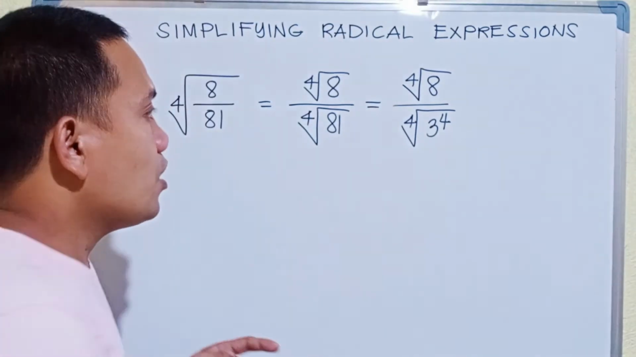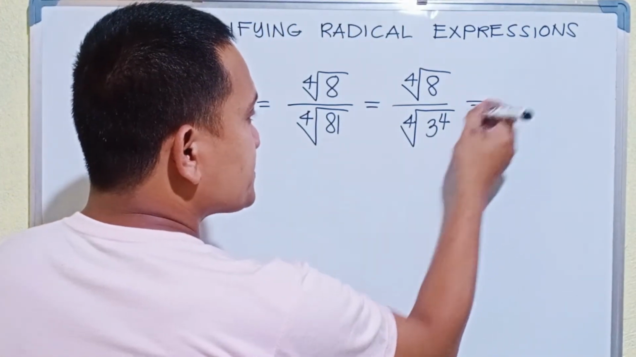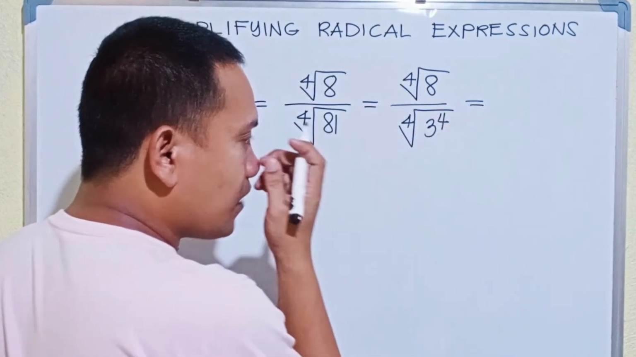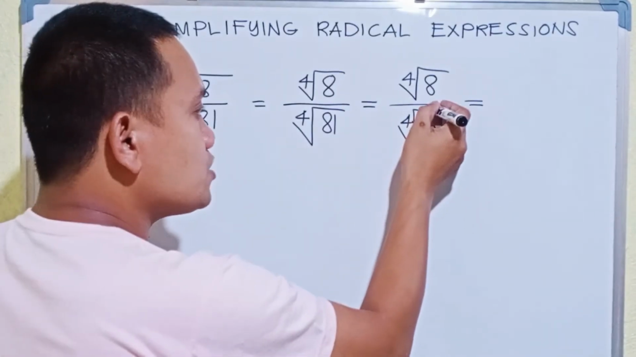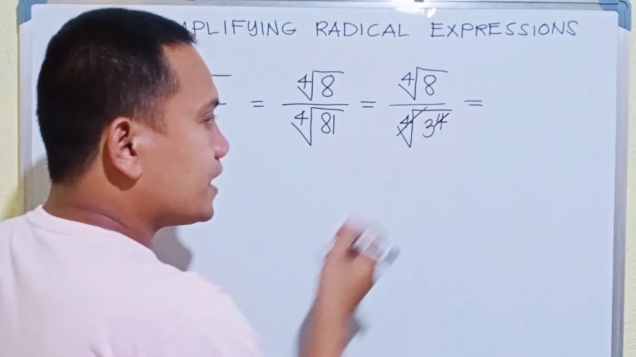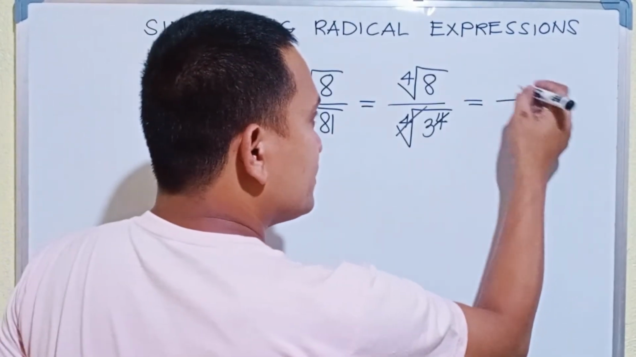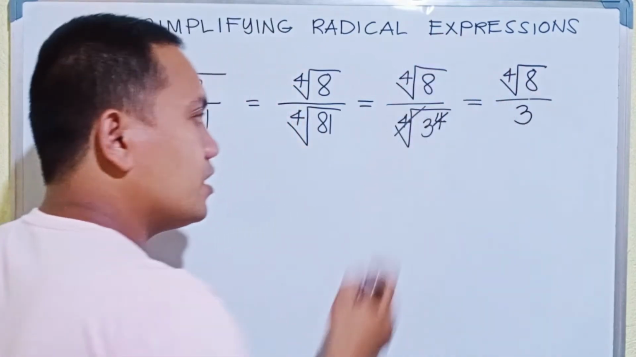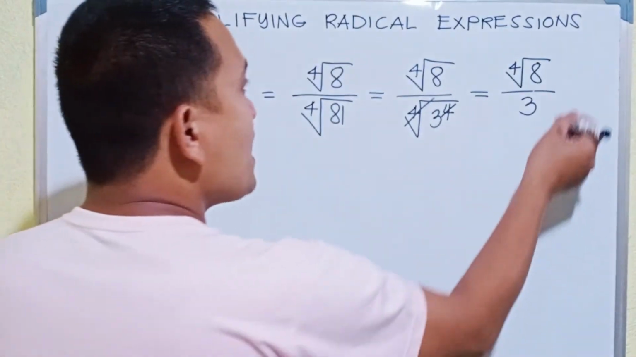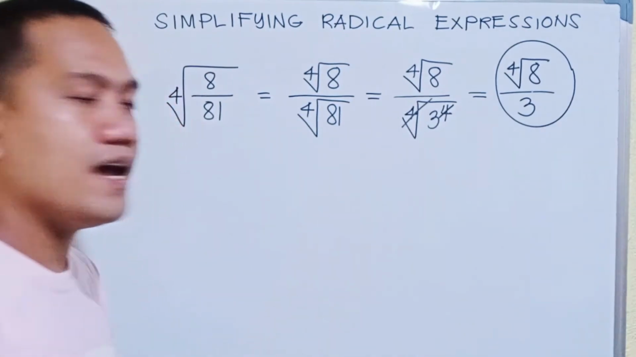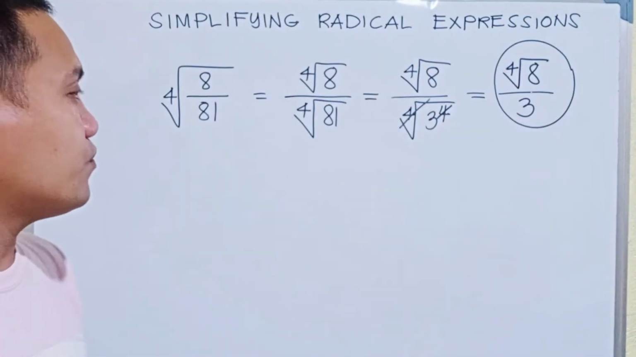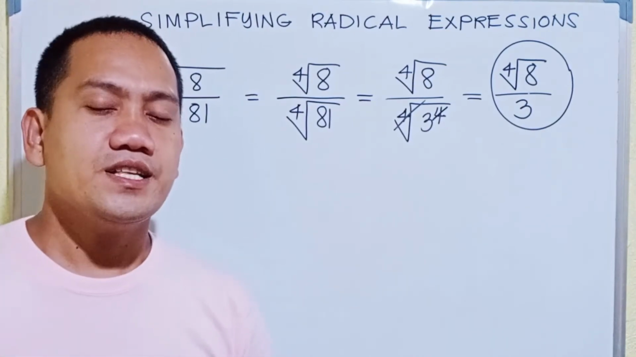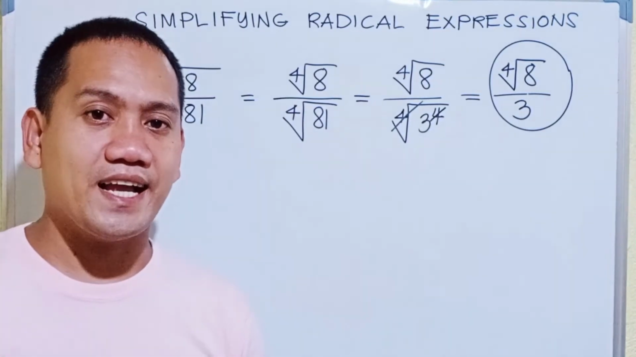From this sample, we notice that our index in the denominator is the same as the exponent of our radical. This means we can eliminate our radical symbol. So we will have 4th root of 8 all over 3. From this expression, we will have this one as our final answer. So 4th root of 8 over 81 is the same as 4th root of 8 all over 3. So this is how to simplify our radical expression.